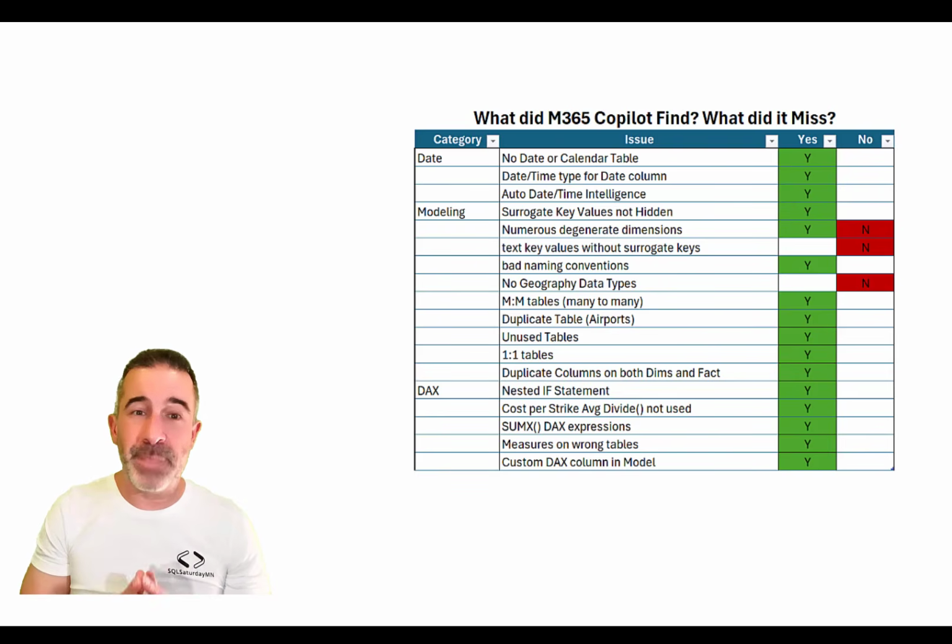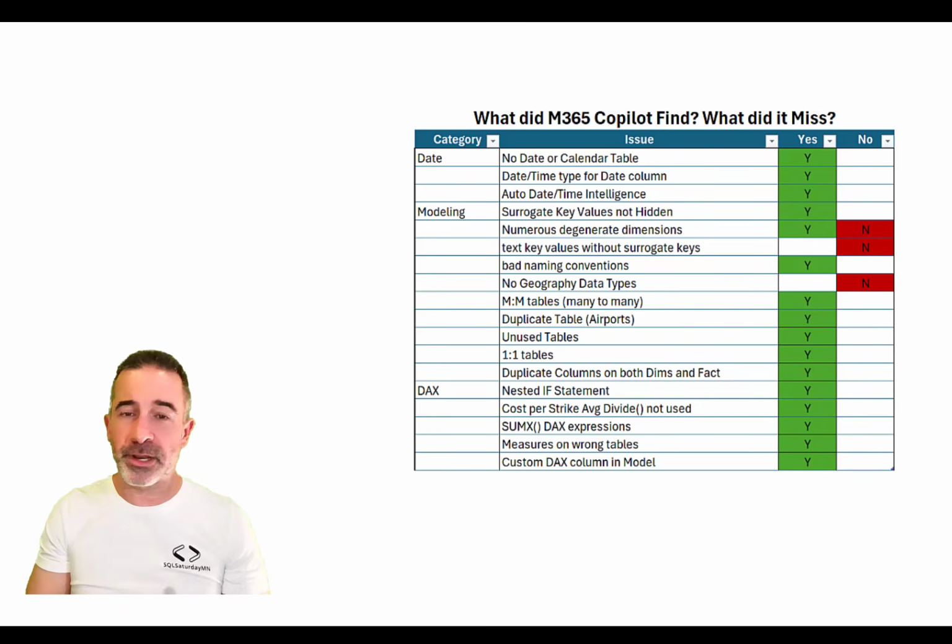So what did it miss? Copilot could have done better addressing some of the degenerate dimensions on the fact table, such as aircraft manufacturer and aircraft dimension. Those potentially could have been split off as a separate dimension. But that being said, it might make those recommendations if I were to include some sample data in a future iteration of this approach. It left a few text keys where adding a surrogate integer key might make sense.